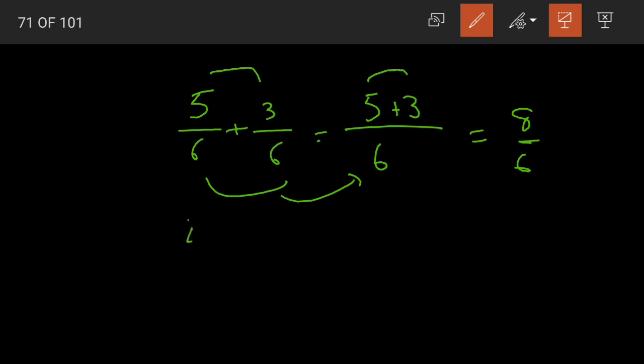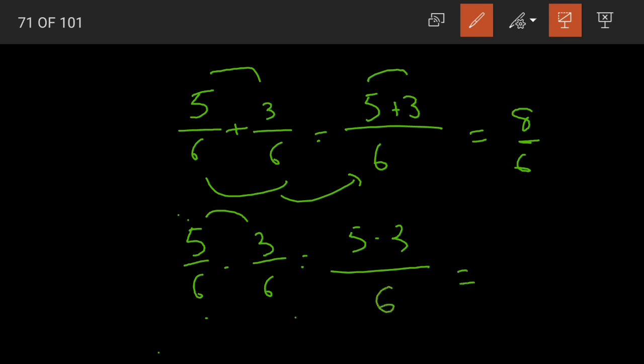In the same way, we have to subtract two like fractions here. 5 minus 3, the difference of the numerators, divided by the common denominator 6. 5 minus 3 is equal to 2 divided by 6. Understood children? Both addition and subtraction of like fractions, both are very similar. We just have to add or else subtract the numerators and then write the common denominator below.